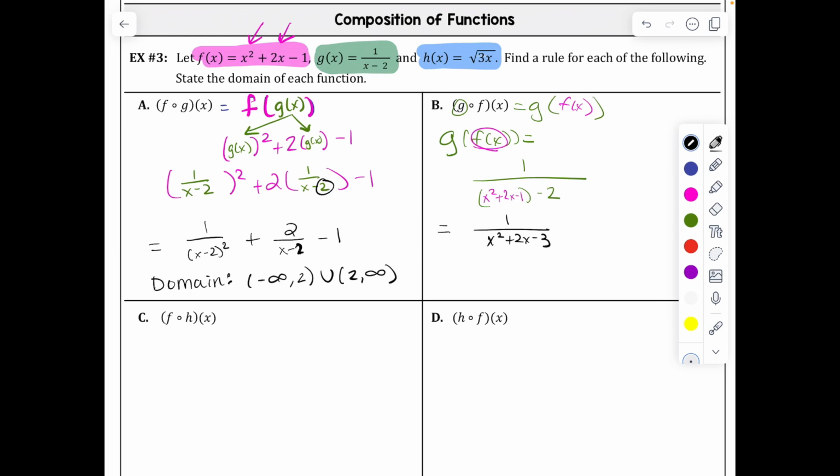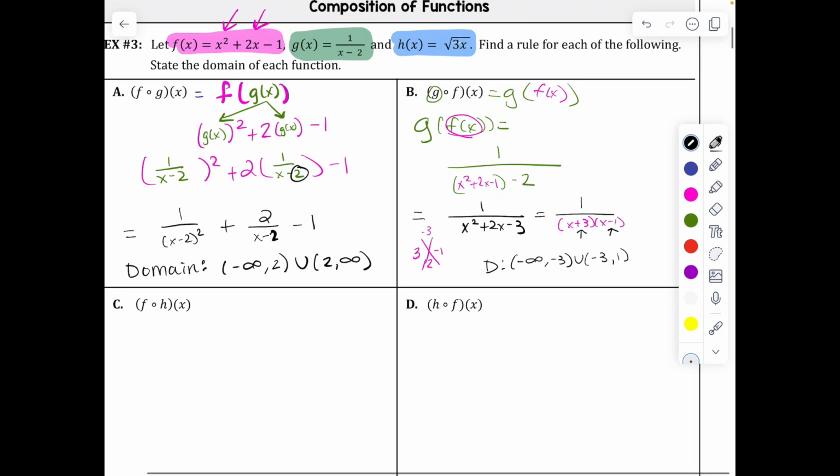If I can simplify this by factoring the bottom here, I know two numbers that multiply to negative 3 and add to 2 are positive 3 and negative 1. So this is like saying x plus 3 and x minus 1. This helps me look to see what my domain should be a little bit easier. So for me, the domain cannot be negative 3 and it cannot be positive 1. So I know it goes from negative infinity to negative 3, starts again from negative 3 to positive 1, and then starts again from 1 to infinity.